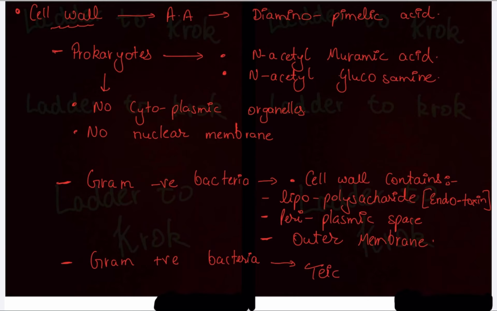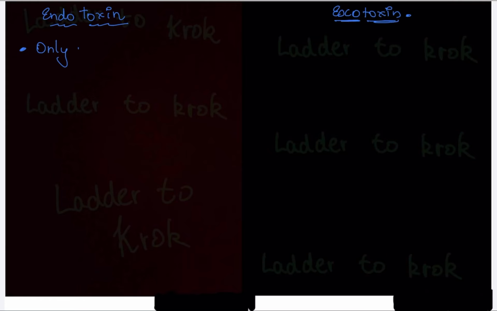After this, let me tell you something about endotoxin and the second side, exotoxin. This endotoxin you can find only in gram negative bacteria, and they are basically made up of lipid complex, that is lipid A. They are heat stable.